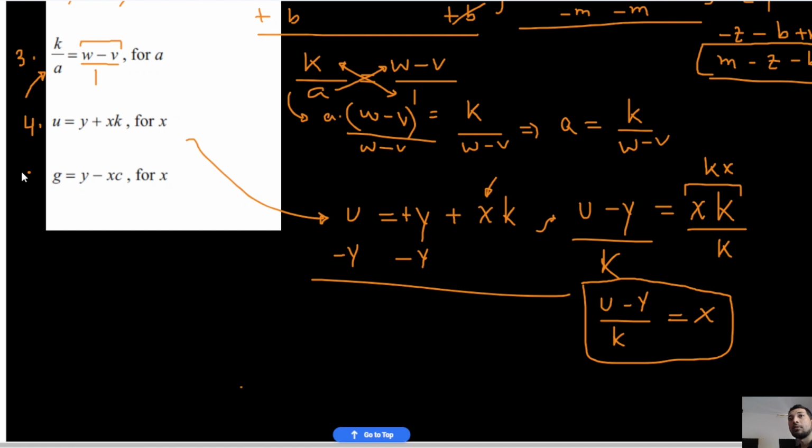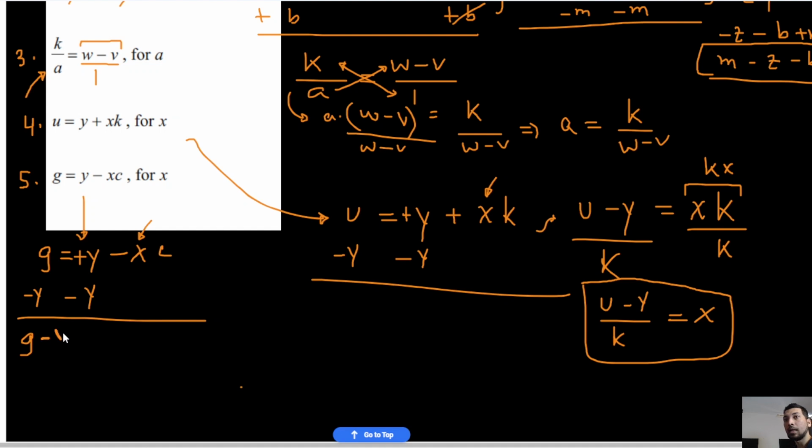Let's look at this fifth problem right here. We have g equals y minus xc. So we need to isolate this variable x. So first get rid of this y. The sign in front of y is a plus sign. So we subtract y from both sides. Once we subtract y, we have g minus y equals, now we have this minus sign, so that would be negative xc.